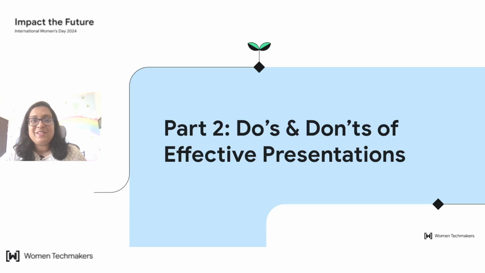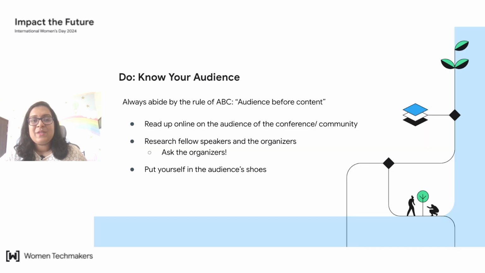So here we conclude the first section about structuring a good technical presentation, but it would be half complete if I don't tell you some effective do's and don'ts for effective presentations. I've said this enough, but this is so important that I'm reiterating it again. It's super important to know your audience, right? It's a funny rule. We can say ABC, which means audience always comes before content, right?